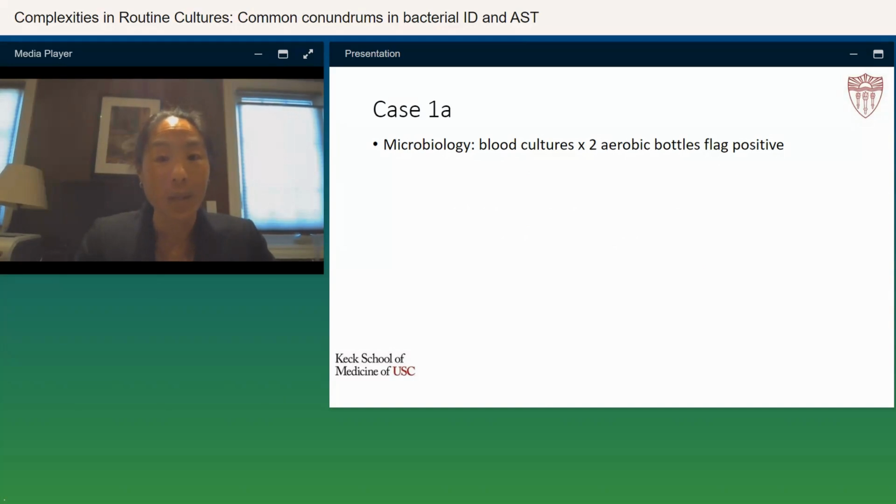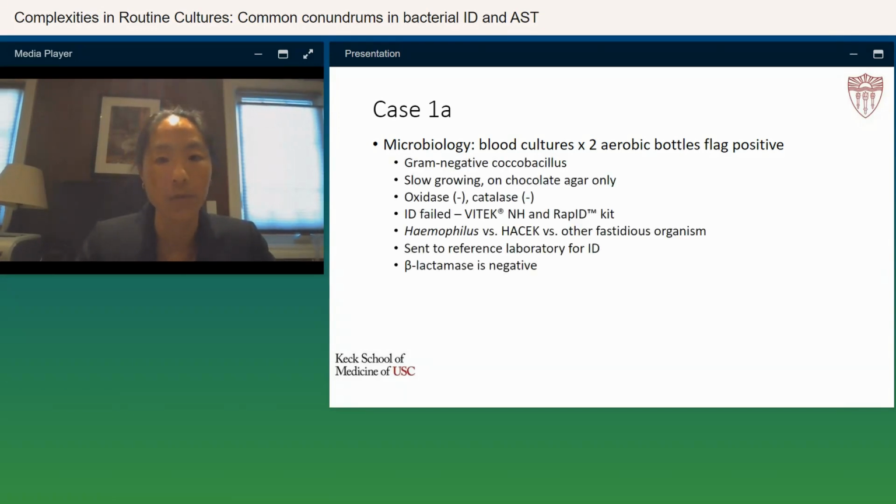Of course, one of the key steps in working up such a case of infective endocarditis is to perform blood cultures. For this patient, fortunately, his blood cultures flagged positive pretty readily. Both sets in the aerobic bottles flagged positive. When the laboratory performed the gram stain and the subsequent workup, what they saw were gram-negative coccobacilli, and subcultures were pretty slow to grow and only noted growth on chocolate agar, no growth on the blood agar.